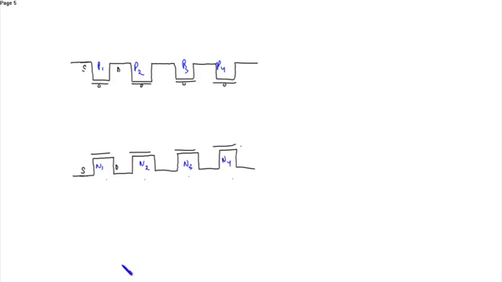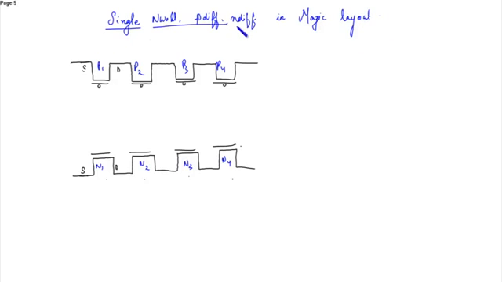This schematic is for a single N-well, P diffusion and N diffusion in magic layout. This schematic is drawn by keeping the layout in mind. So this is connected to give the input D.